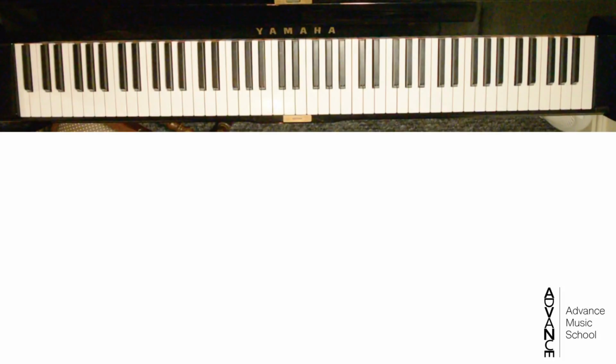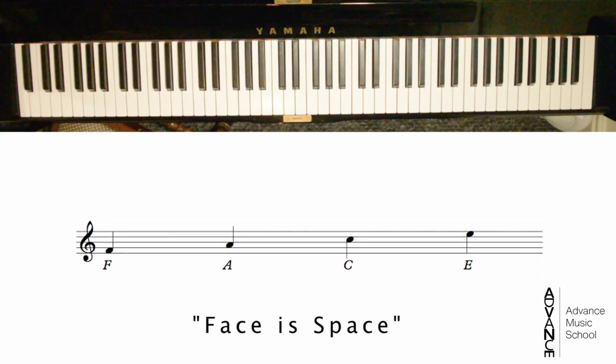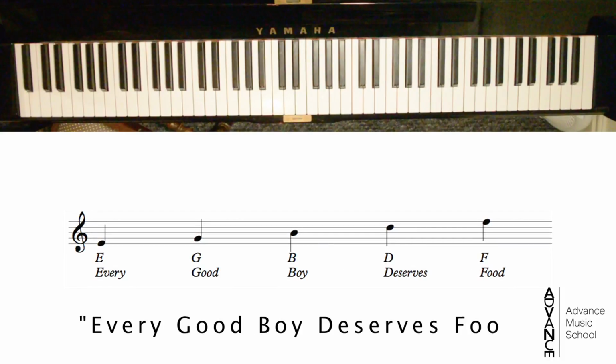In order to read treble clef, we need to remember two words and phrases. Face is space, and every good boy deserves food. These help us to read dots on the stave. Each space represents a letter of the word face, F-A-C-E, and for the lines we use every good boy deserves food. The first letters of each of these words represents the name of the note on each line of the stave, E, G, B, D, F.